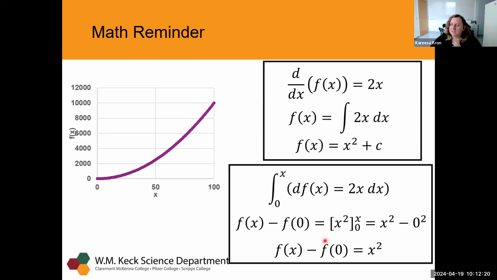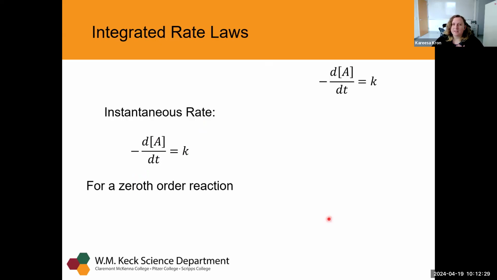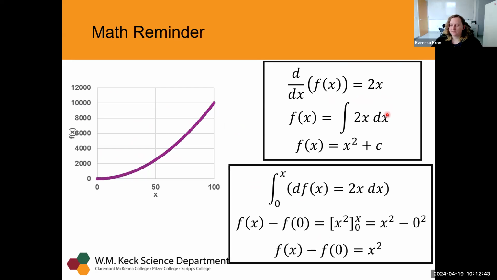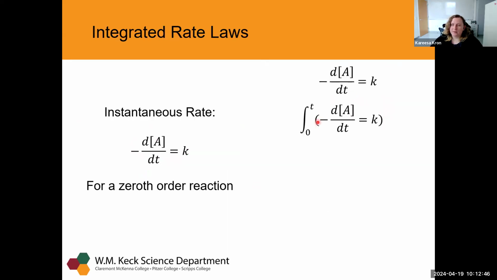So we can do the integral either way. And I just wanted to show you and remind you that this exists, because this is how we're going to be deriving the integrated rate laws. So I'm going to start with a 0th order reaction, which has an instantaneous rate of negative dA dt is equal to k. If we start with that as the beginning of our integral, and we integrate from 0 to some time, so we start a reaction, and then we want to know what the concentration is at some time later in this system.